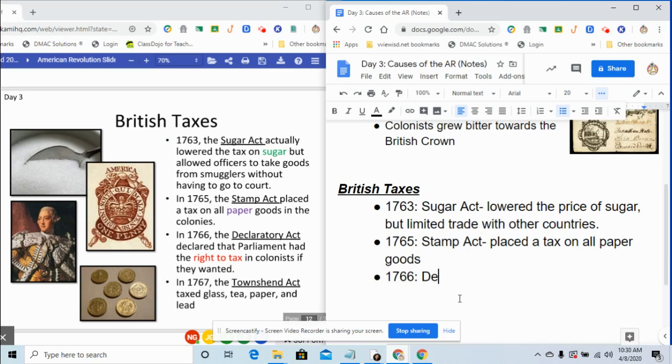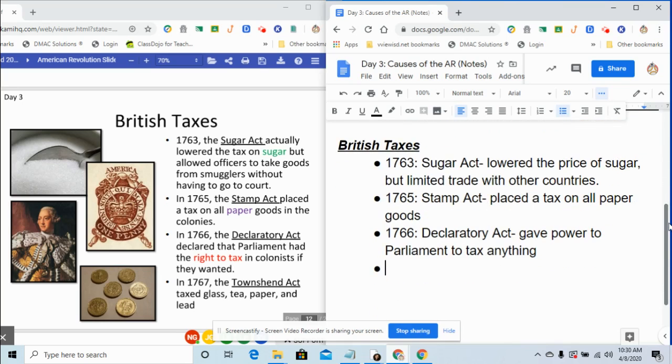So in 1766, we have the Declaratory Act, which gave power to Parliament to tax anything, really. If they wanted to tax bread, they could tax grains, you know. If they wanted to tax rum, they could put a tax on rum. Whatever it is that they wanted to tax, they could. They had that unlimited power, which is prevented in our Constitution.